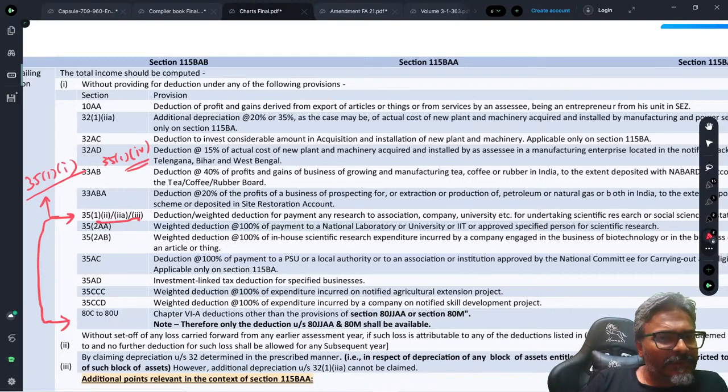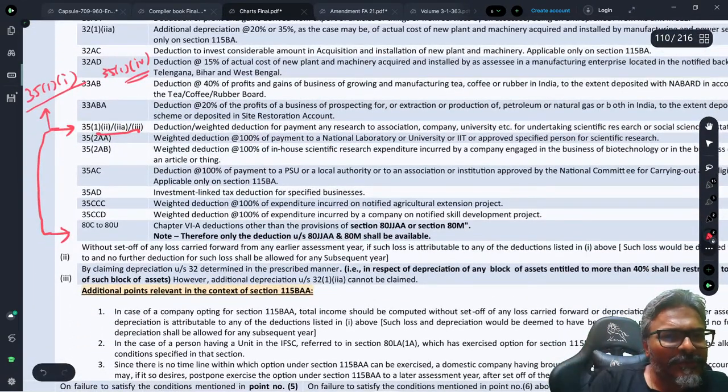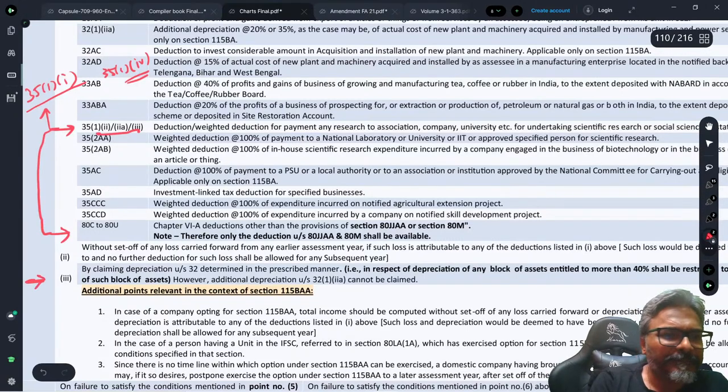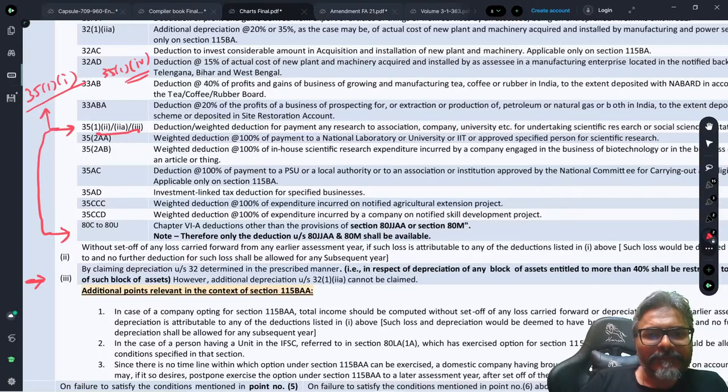The second one, which we have just discussed, 80JJAA and 80M deduction: is that also allowed? And the answer is yes. Students, be very careful. They have targeted this once. This point number three, these people have targeted it once in one of the questions.